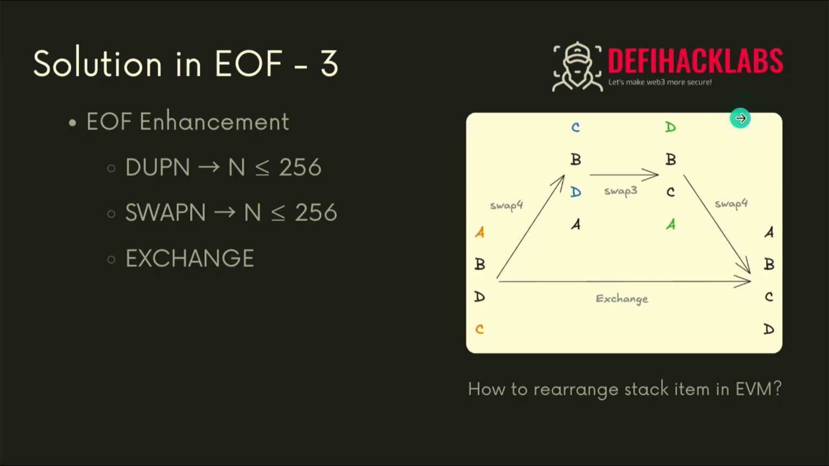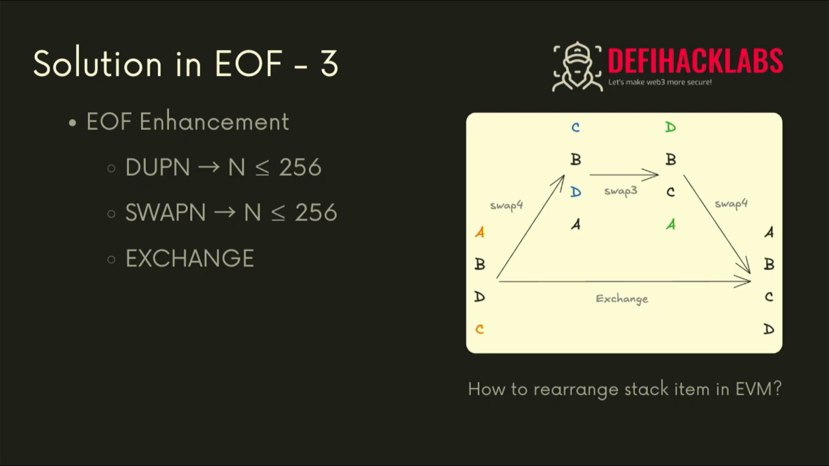In EOF, 3 new opcodes are introduced. The first two are DUPN and SWAPN. They extend the stack access limit to 256 levels deep. And the third one is EXCHANGE. It allows you to specify two positions on the stack and directly swap the items on the stack.